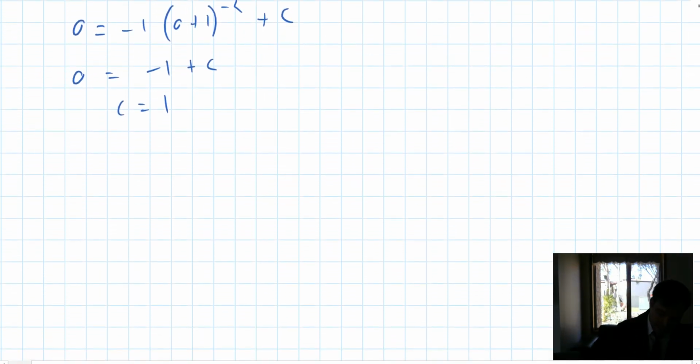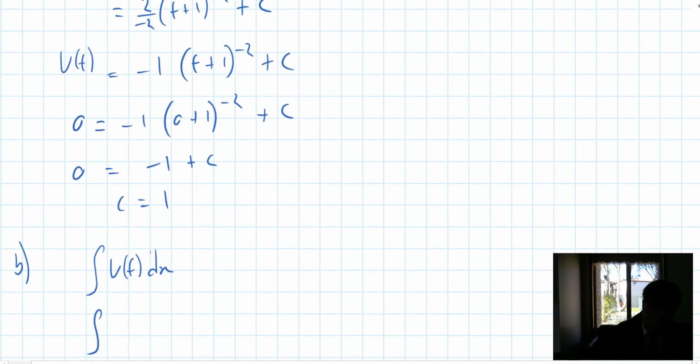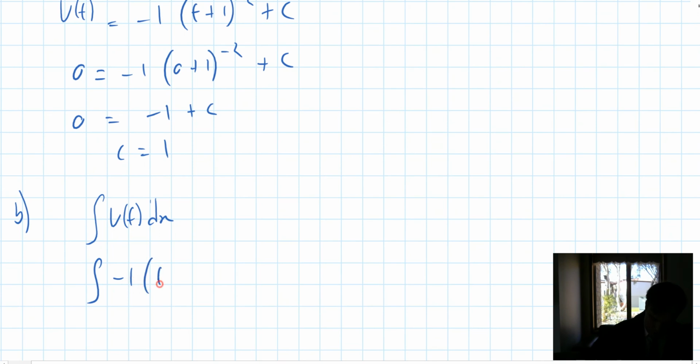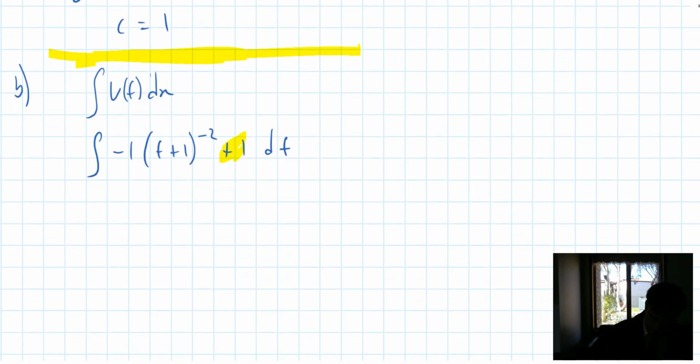Alright, then we are asked to find in B, s of t. So s of t is the integral of V(t). And we're going to integrate the function we found above, which is minus 1 lot of t plus 1 to the minus 2 plus 1 dt. Note that plus 1 is the c from here. And to properly answer the question above, we probably should have written this entire thing there as a full answer. But short on time, so moving on.